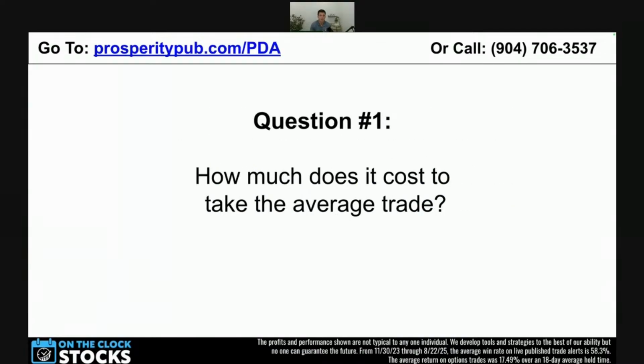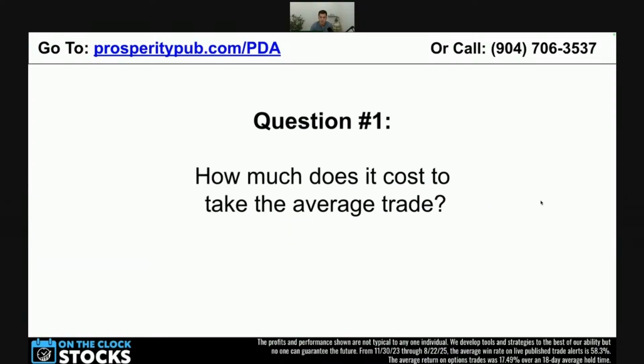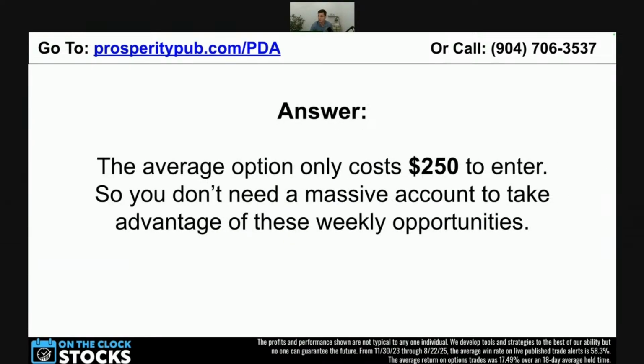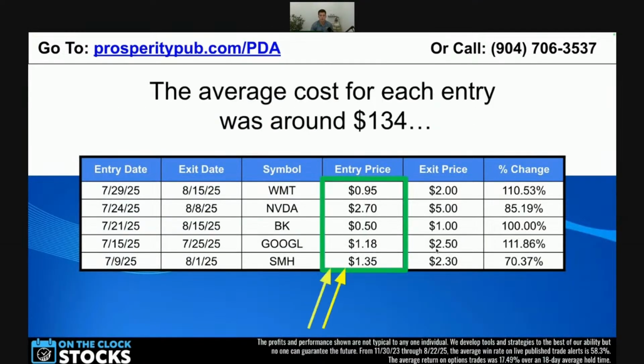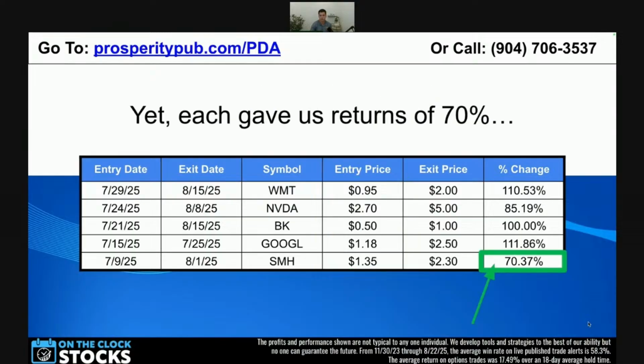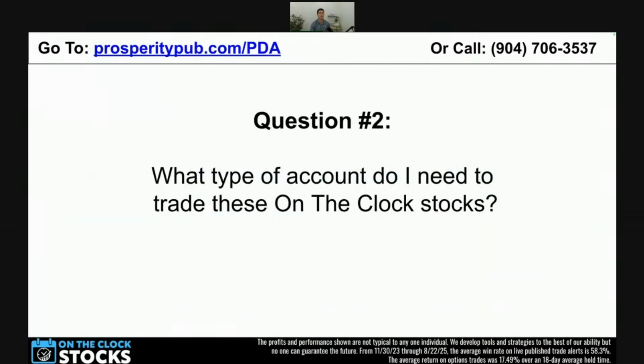So how much does it cost to take the average trade? Well, it only costs about $250 to trade. So you don't need to have a massive account to take advantage of these opportunities. Let's look at the trades in July here. You can see each one would be about $100 or less. There's one that was $270, but look, BK 50 cents, Walmart 95 cents per trade. Again, you can trade as many or as few options as you like, but look, they're very, very affordable. And this one is 70%, 111%, 100%, 85%, 110%.